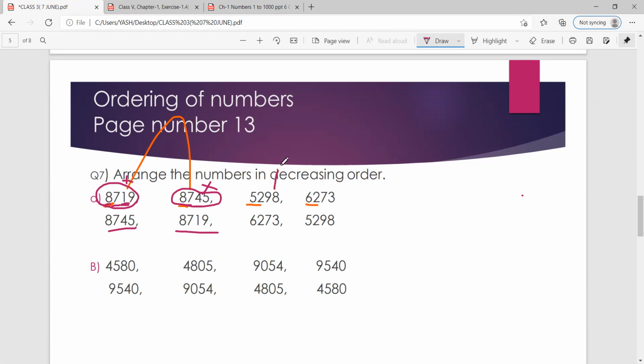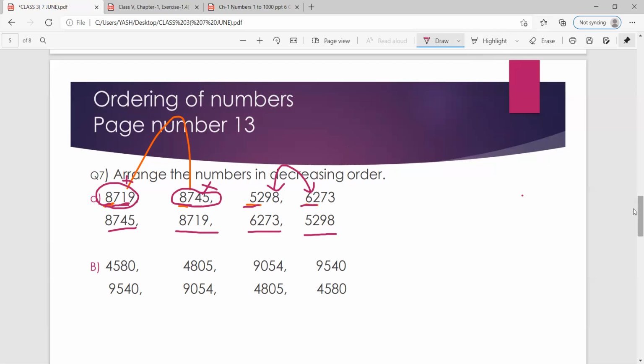Now we have to compare these two numbers. Now we can see here first place is 5 and second place is 6. So 6 is greater or 5 is greater? 6 is greater. So we can write 6 to 7 3 first and 5 to 9 8 after it. So this is how we can arrange the numbers in decreasing order. Decreasing order is biggest to smallest.